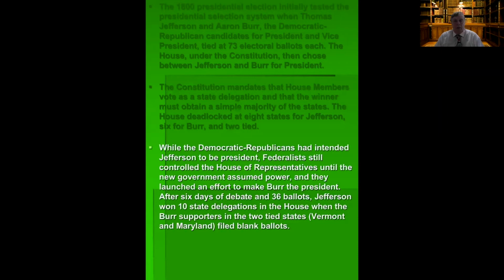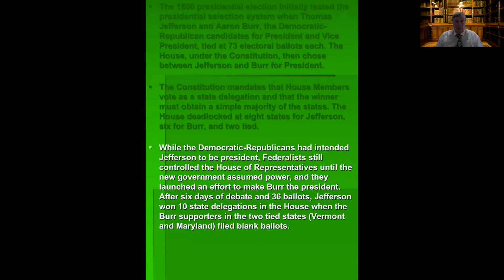While the Democratic Republicans had intended that Jefferson be president, the Federalists still controlled the House until the new government assumed power. And they launched an effort to make Burr the president. After 6 days of debate and 36 ballots, Jefferson finally won 10 state delegations in the House when the Burr supporters in the two tied states, Vermont and Maryland, filed blank ballots.